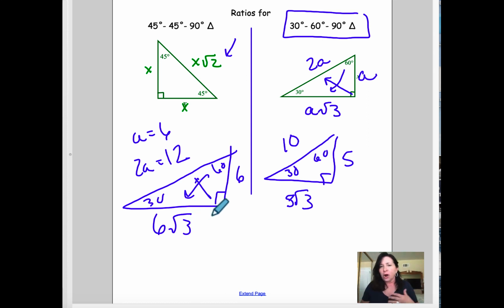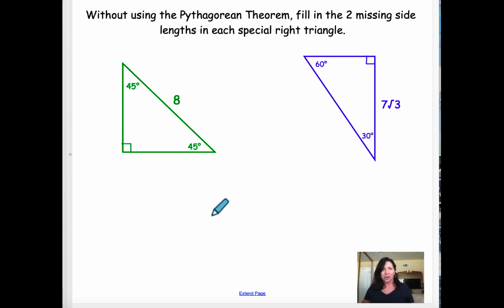So these are, like, we call these our special right triangles because we don't have to use Pythagorean theorem. We can just use our brain, right? And so how's that working for you so far, right?